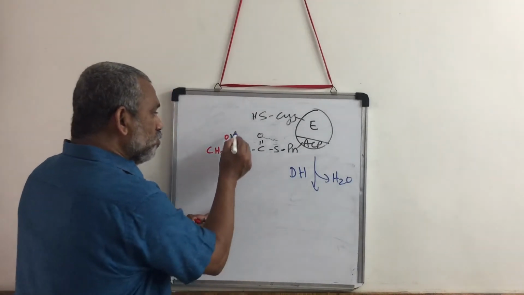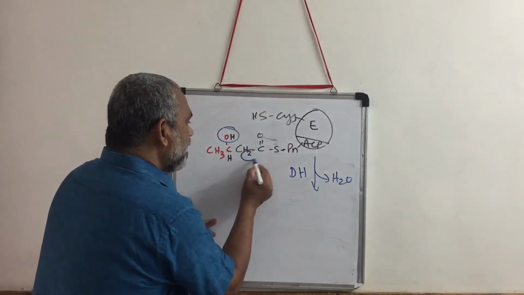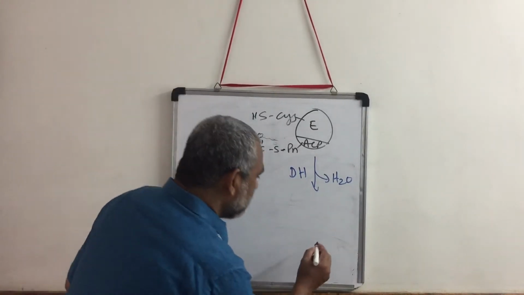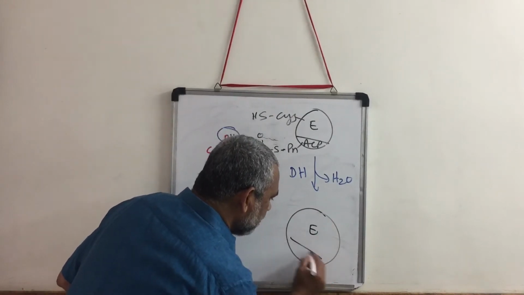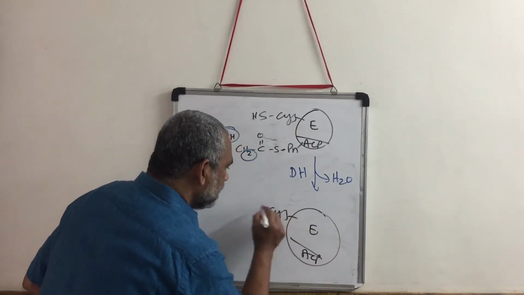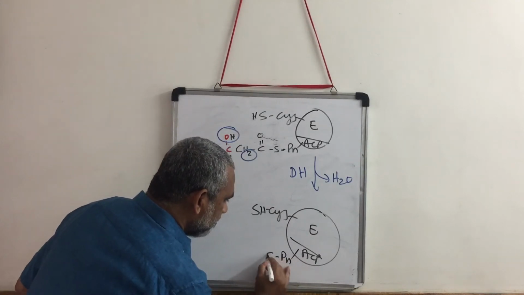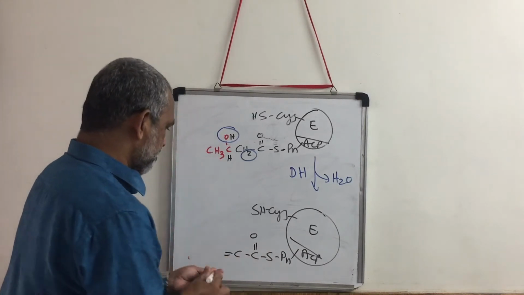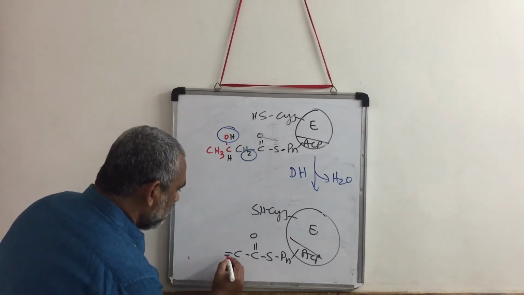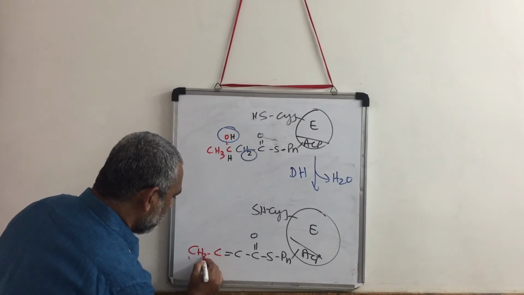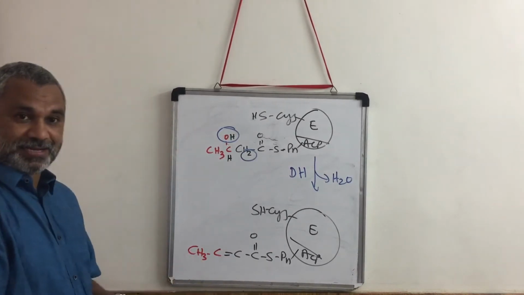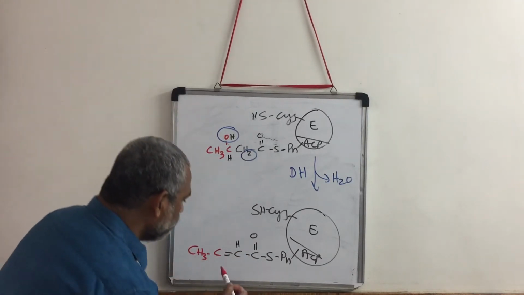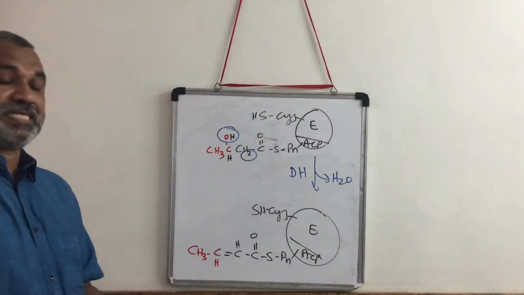Which is the molecule of water removed? This OH and another hydrogen from here. So once that water molecule is removed, this is going to be the product. So here is the enzyme ACP, here cysteine. So a double bond is created. So here is a double bond. It is created like this. By removing a molecule of water, a double bond is created.